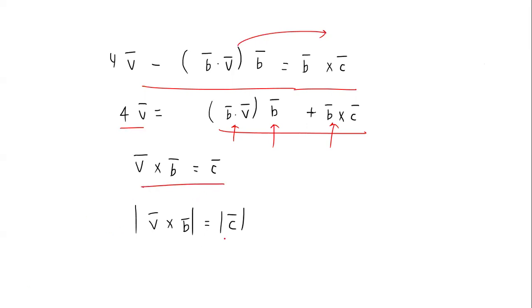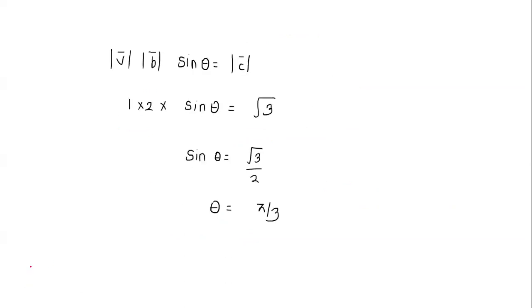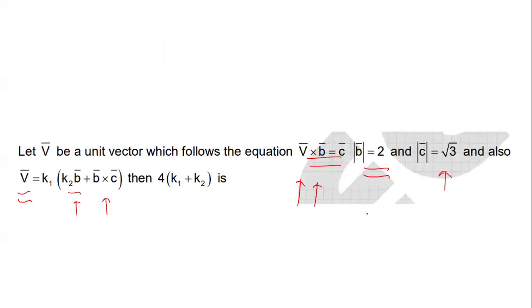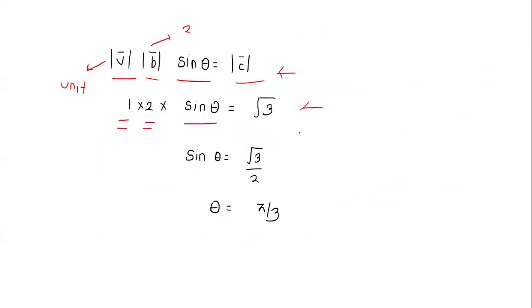So you can calculate length on both sides. So it will become like the length of vector v cross b is equal to length of vector c, and we can open this in this way, like length of vector v multiplied by length of vector b multiplied by sine theta is equal to the length of vector c. We know this is a unit vector, so this length is equal to 1. This we know is 2, which is given in the problem. Here we have sine theta, and this length of vector c is given as root 3 in the problem. So sine theta will come like root 3 by 2, and from here we can easily find out the theta value, which is pi by 3.